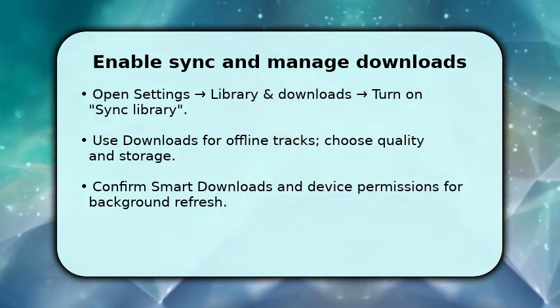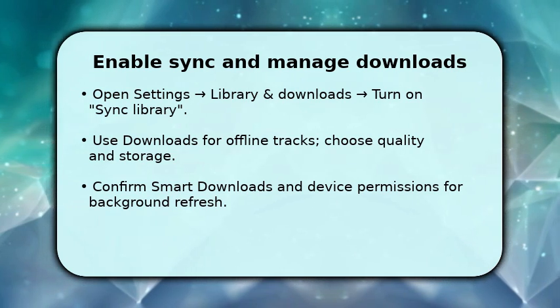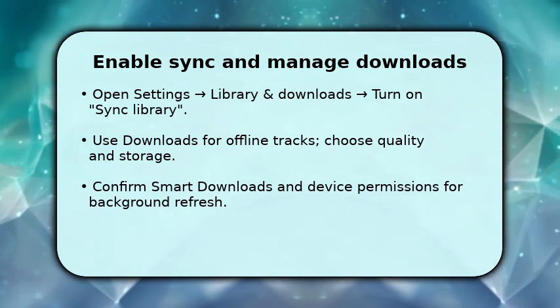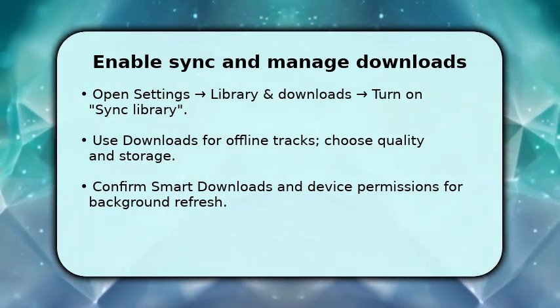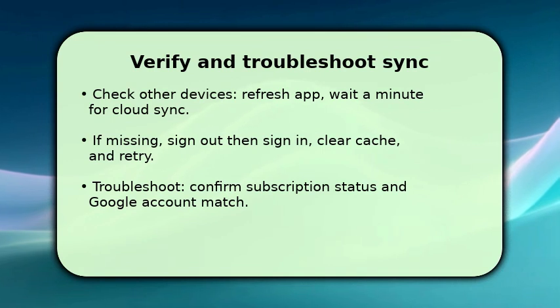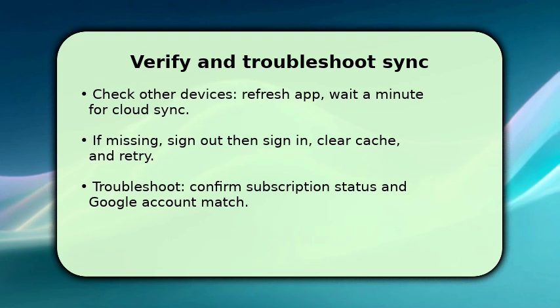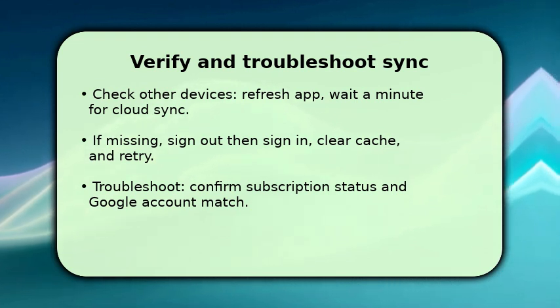Once these are set, make an intentional change, like creating a playlist to force immediate sync, and verify it appears. Finish by verifying the change on each device. Open YouTube Music, pull to refresh, and wait a minute for cloud propagation because changes sync asynchronously.